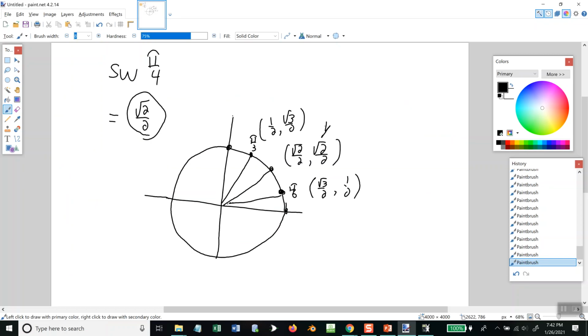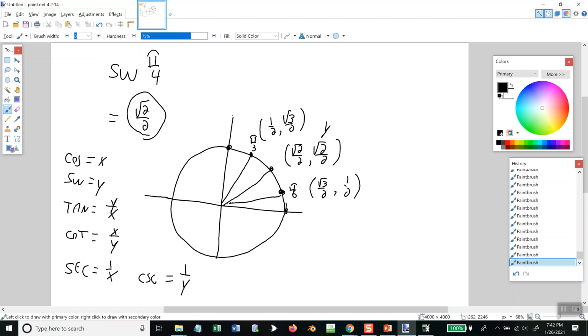How about, what's cosine? X. Sine, of course, we just said was y. Tangent is y over x. Cotangent is x over y. Secant is 1 over x. Cosecant is 1 over y. You guys have it.